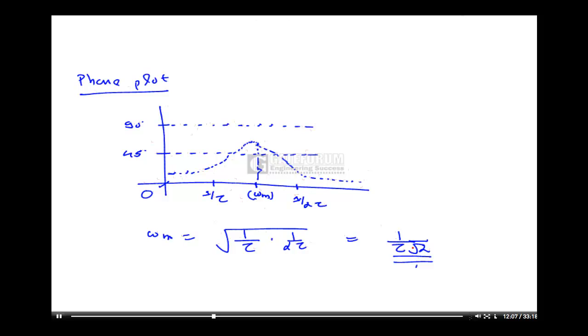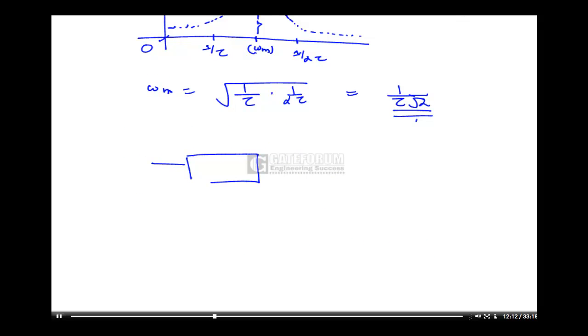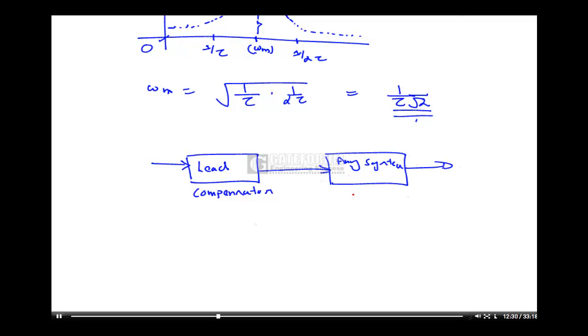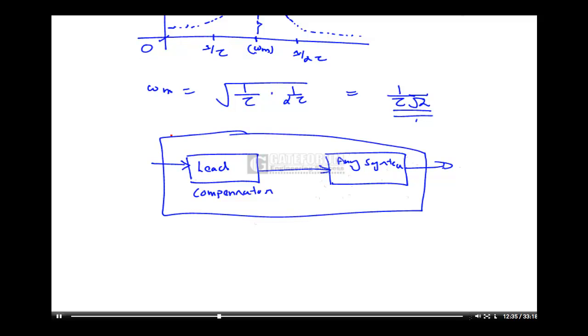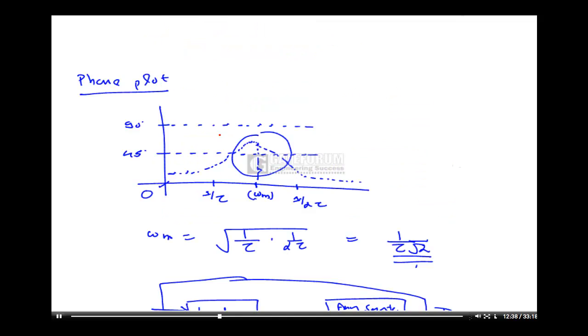Okay. So now we put this lead compensation before any system. Lead compensator, then the system transfer function. Now the phase response of this complete system will have addition of this phase. Okay. So this is lead compensation.